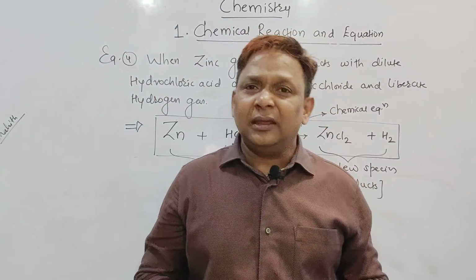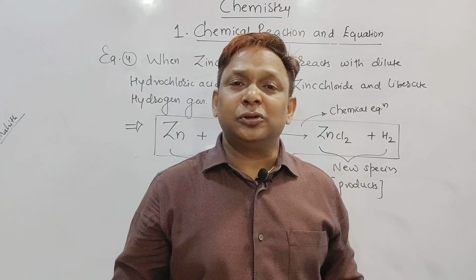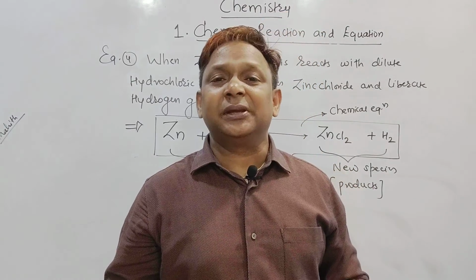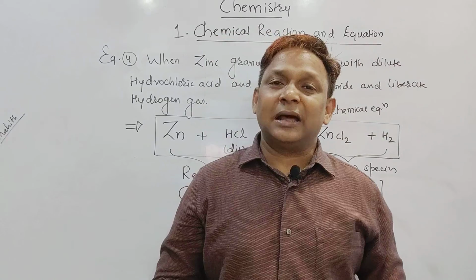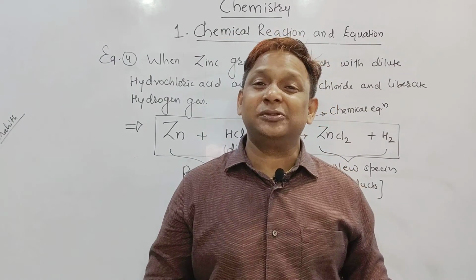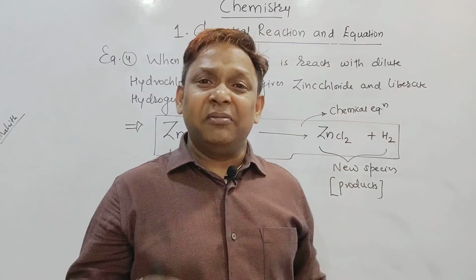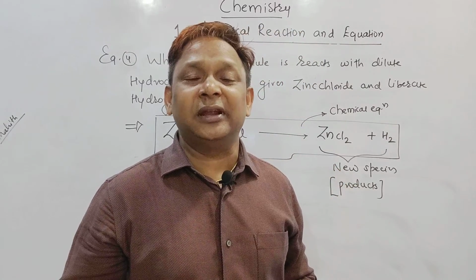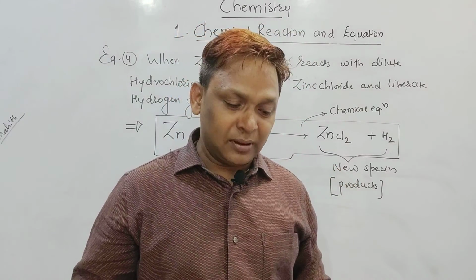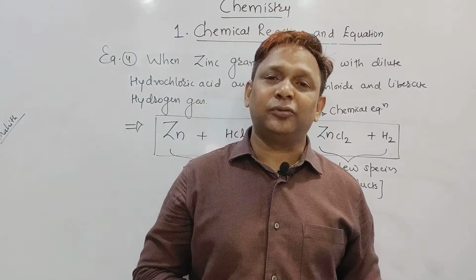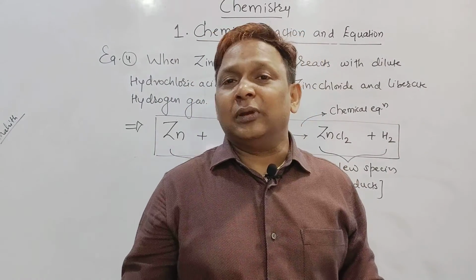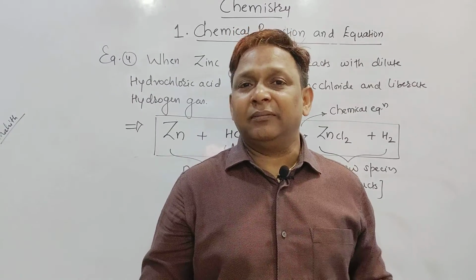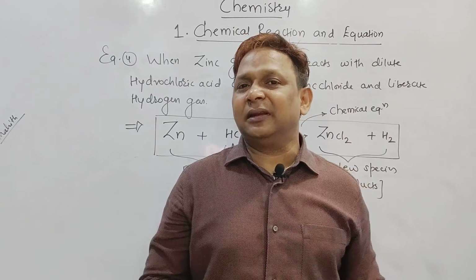But to write any chemical reaction, what should we know? We should know the symbols of the elements. For example, the symbol of magnesium is what? Mg. The symbol of carbon is what? C. The symbol of sodium is what? Na. At the same time, we should know the formula of the compound. What is the formula of sodium hydroxide? NaOH. What is the formula of sulfuric acid? H2SO4. How to write the formulas and symbols, I will take separately. Today's class is just an introduction part.